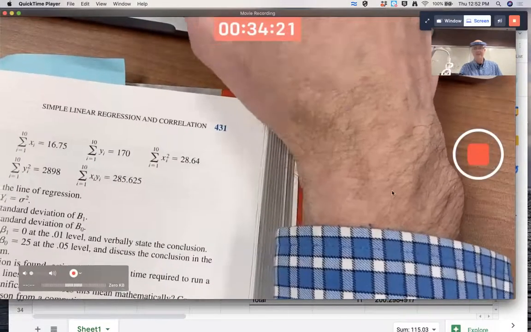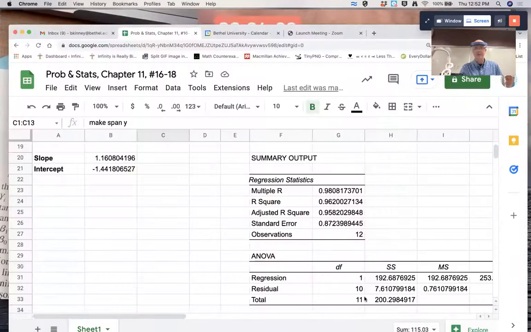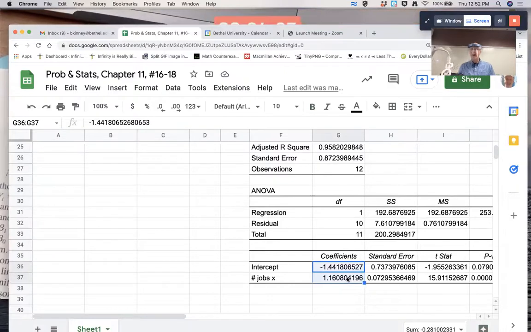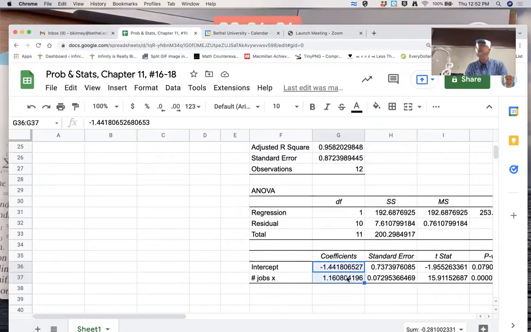And what you should have gotten is the same slope and intercept we already saw. And you can see it down here as well. So you should have written either y hat equals negative 1.44 plus 1.16x, or mu hat equals negative 1.44 plus 1.16x. And it is in this regression output as well. And then you plot it. We saw the plot.